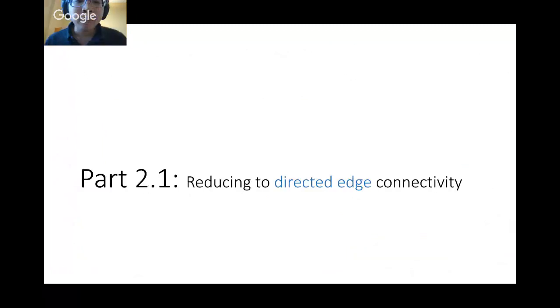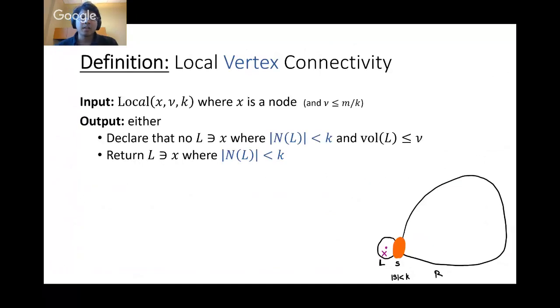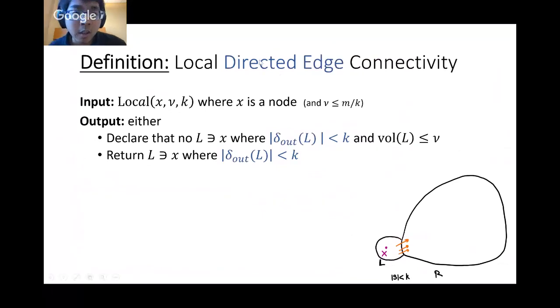So let's see how to solve this local vertex connectivity. The first thing is to just reduce it to directed edge connectivity, because it's easier to think about. So here again, we have the local vertex connectivity problem. What we want to reduce to is local directed edge connectivity. It is almost the same problem.